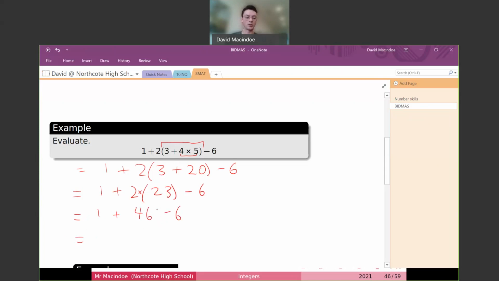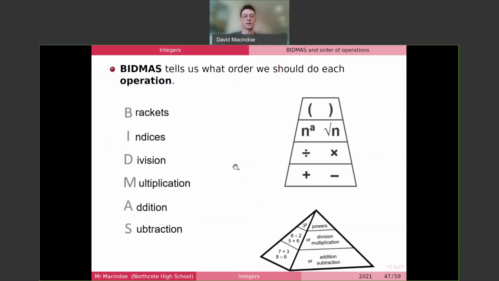And from there, now all I've got left is addition and subtraction, so we'll just do it left to right. So 1 plus 46 is 47, take 6, gives me 41. And that's my answer. So hopefully when you had a go at it yourself, you got the same thing. But if you didn't, that's okay. Let's see how we can do it systematically and not make mistakes.